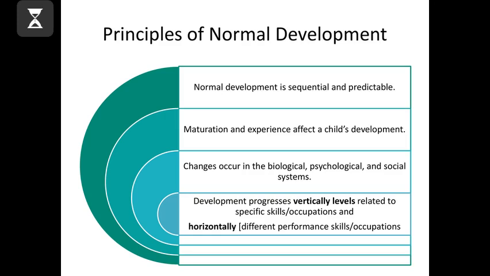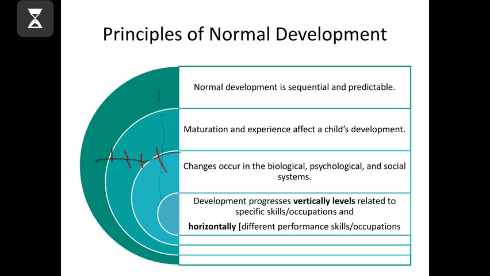I think that should make perfect sense to you. Now, on this last point, we're going to talk about it again, just to go over these principles of normal development through a developmental lens. Development progresses in two directions: vertical and horizontal. Can you remember what that was? Vertical development is gaining skills in one performance area. Horizontal development is gaining skills in more than one performance area at the same time.